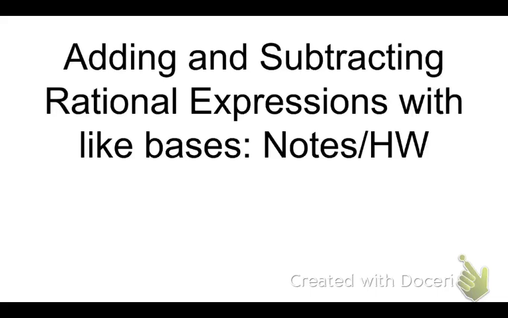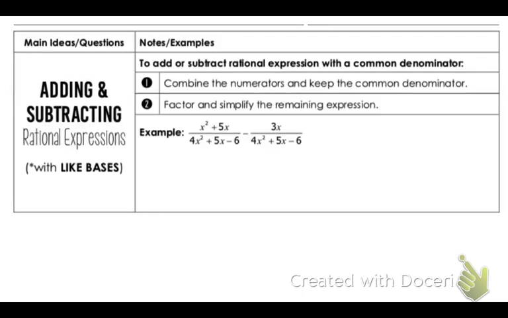Okay, so we're going to do adding and subtracting rational expressions with like bases. So this is the notes for the homework. When you're adding and subtracting them and they have like bases, think about it as common denominators. For example, if I gave you negative 5 over 3 plus 2 over 3, you're going to combine your numerators. So negative 5 plus 2 gives you a negative 3. Keep your denominators, which is the 3, but in this case it would be negative 1.